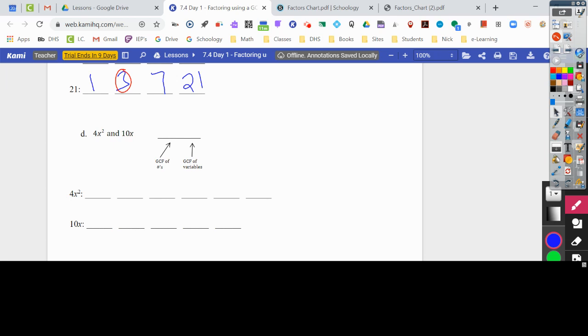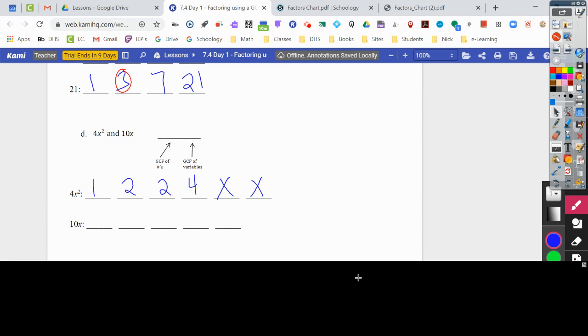I'm going to have to put some sort of number or value in each one of these lines here. And my suggestion for when we have these problems with variables in it is to always start with your variables first and put them on the end here. So x to the second means I have 2 x's, because x times x is x to the second power. If I had x to the third, I would have 3 x's. So for 4x to the second, I'm going to have my 2 x's. I'm going to put those at the end, and then my factors of 4 are 1 times 4 and 2 times 2.